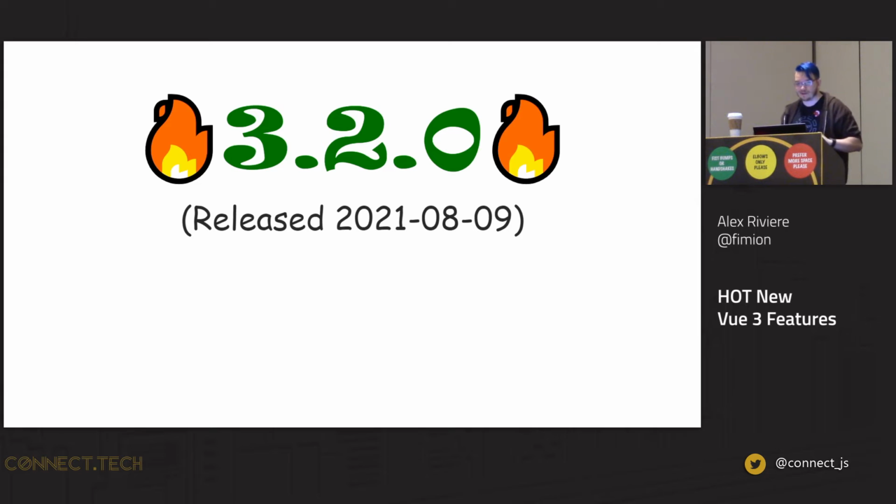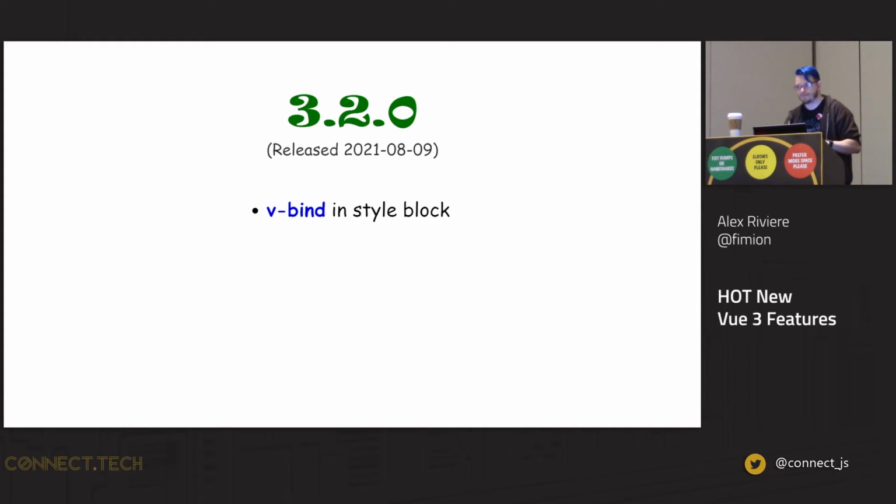These are the hot new features of 3.2. So we have vbind in a style block. You can now use vbind inside of your style block to bind data to a property in your CSS. Ooh. I'll show you a demo of that.